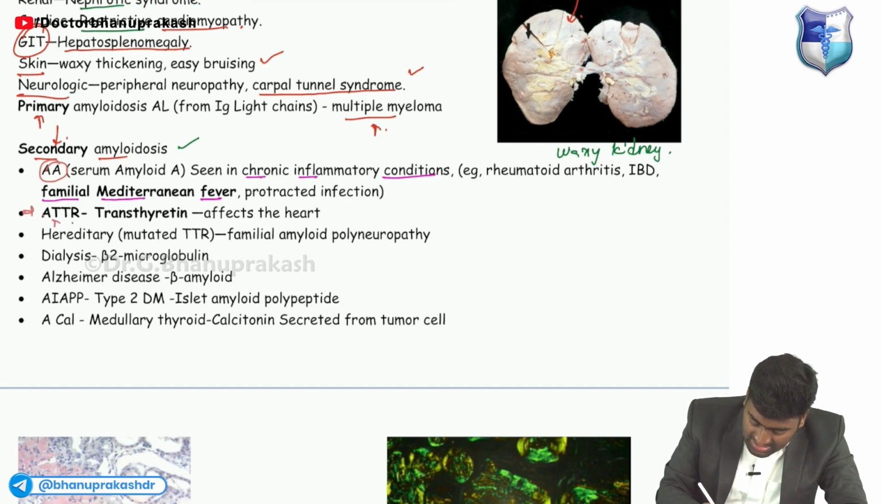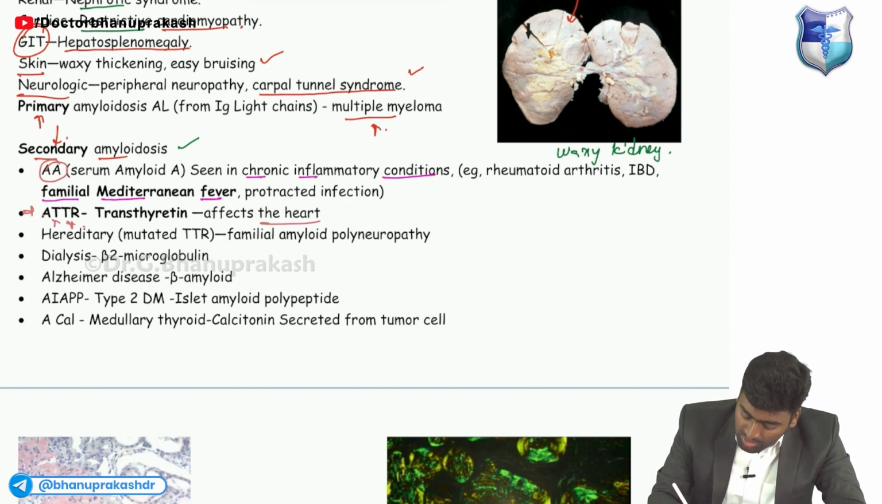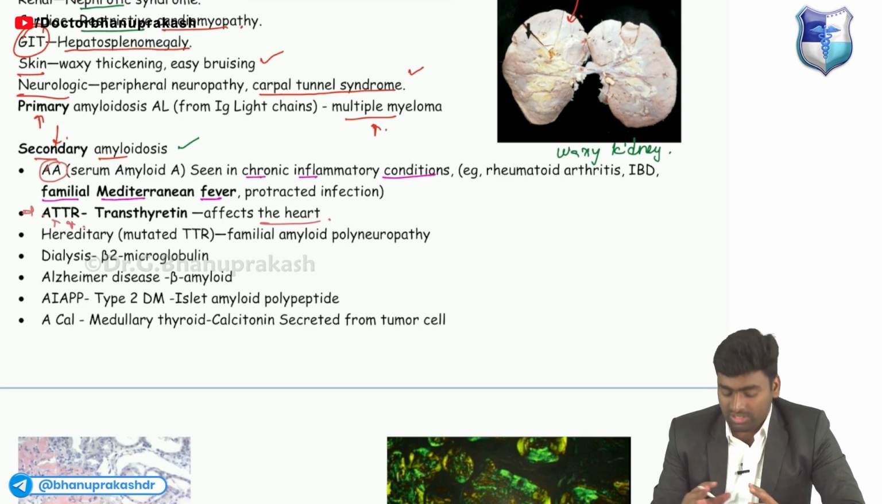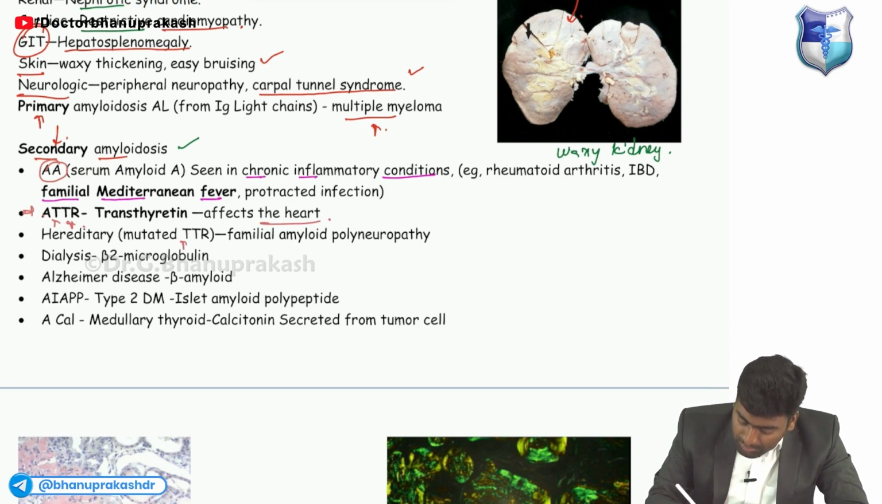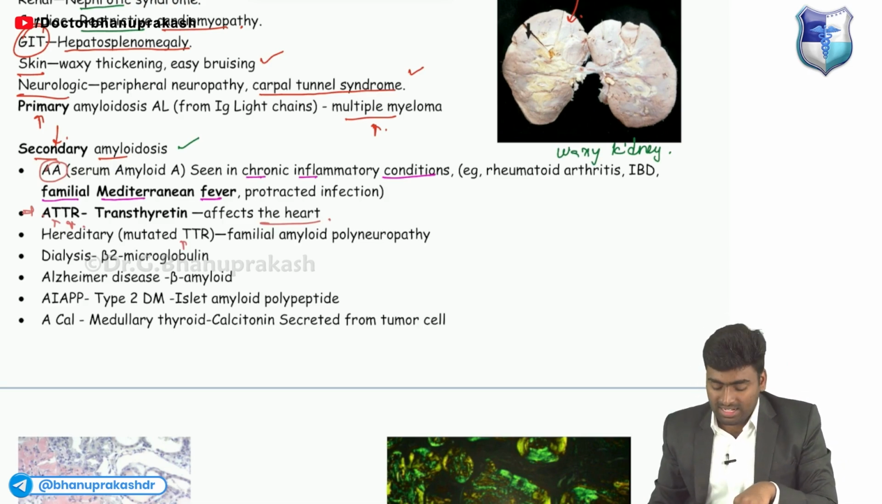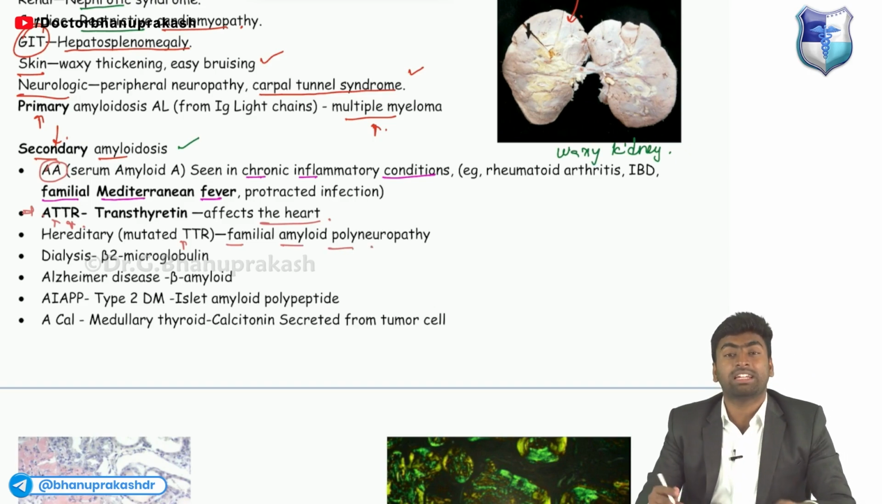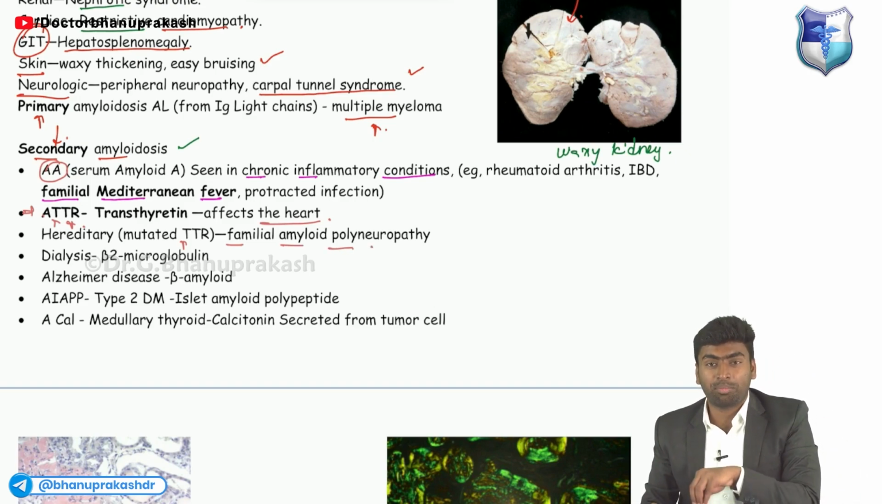Okay, it is the transthyretin kind of one. If the normal one is getting deposited, then it will be mostly deposited in the heart. If there is deposition of the mutated type of transthyretin, then it leads to familial amyloid polyneuropathy. It leads to familial amyloid polyneuropathy.